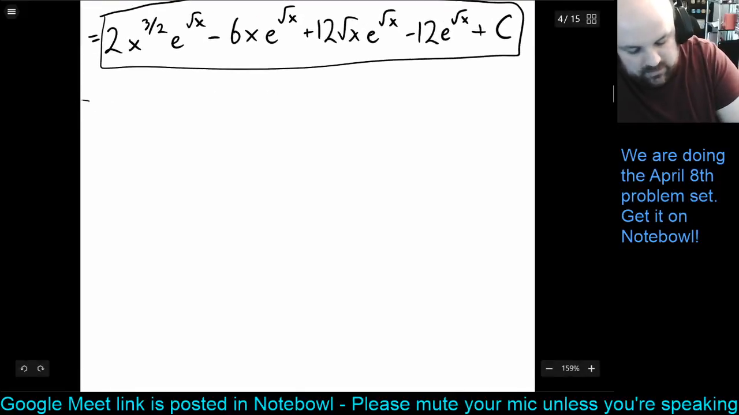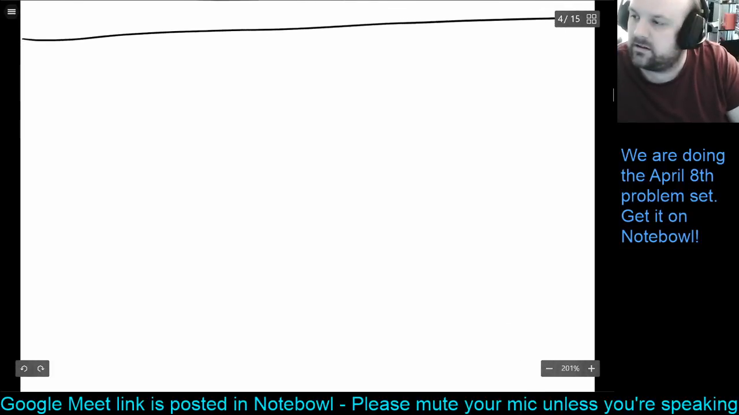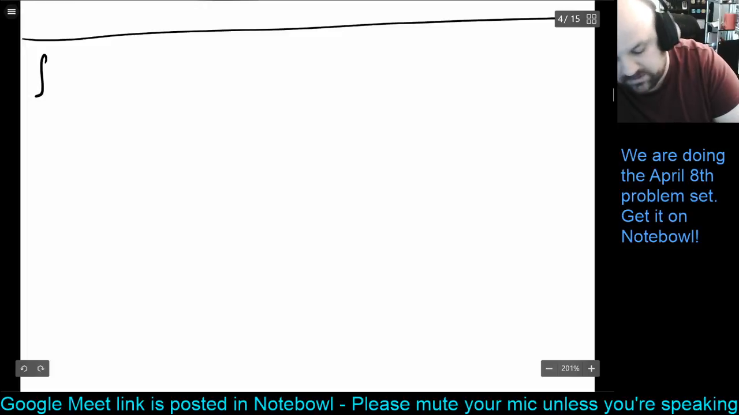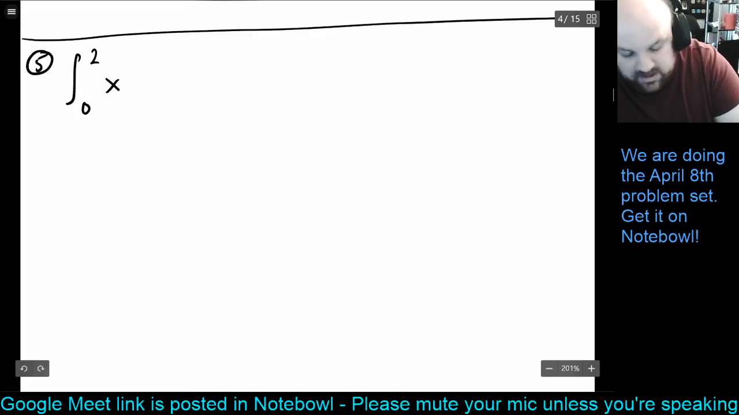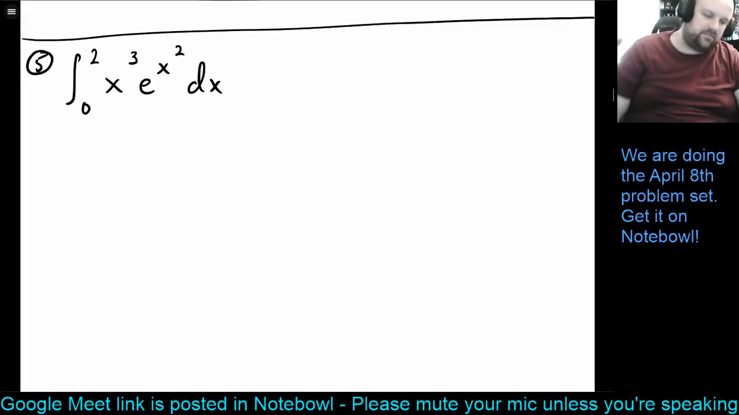So now that we got that, let's look at the next integral. Number 5. This is the integral from 0 to 2 of x cubed e to the x squared dx. So I'll let you think about this one for a second, see if you have any thoughts on it. Then I'll have a go at it.